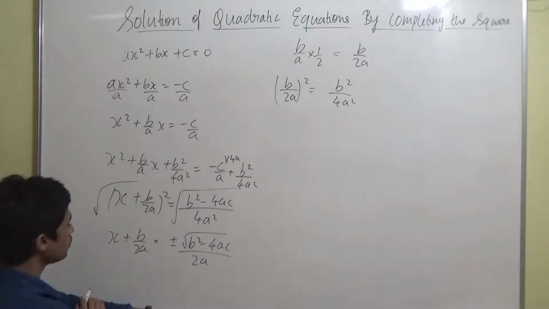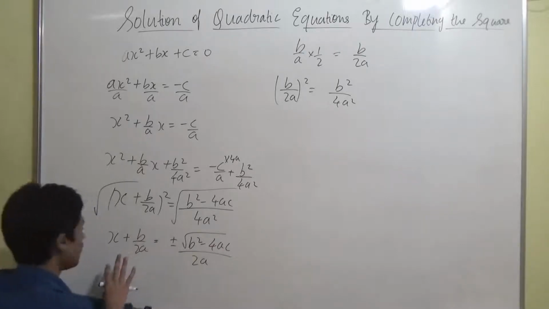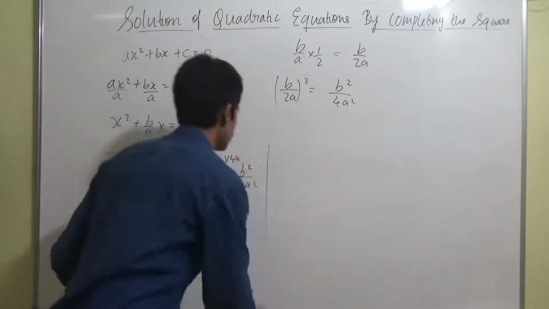Now if you want to find the value of x, we have to take this term to the other side, right? We have to keep only x on one side when we want to find the value of x.